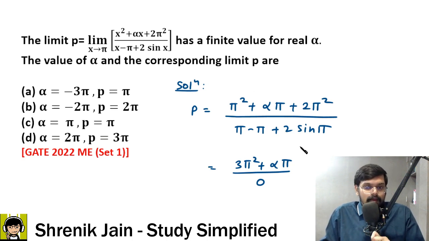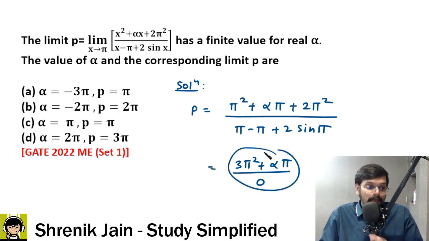See, in limits, if you get 0 by 0 form, then you use L'Hopital technique. Why? Limit occurs when you have indeterminate form, right? So how to convert this into indeterminate form?